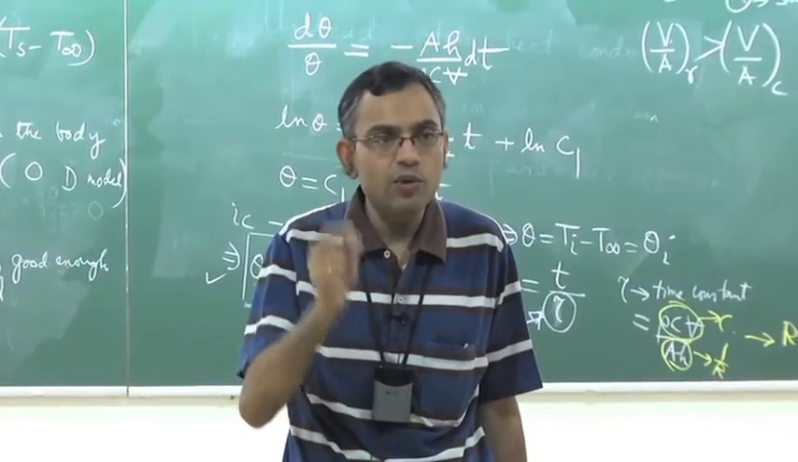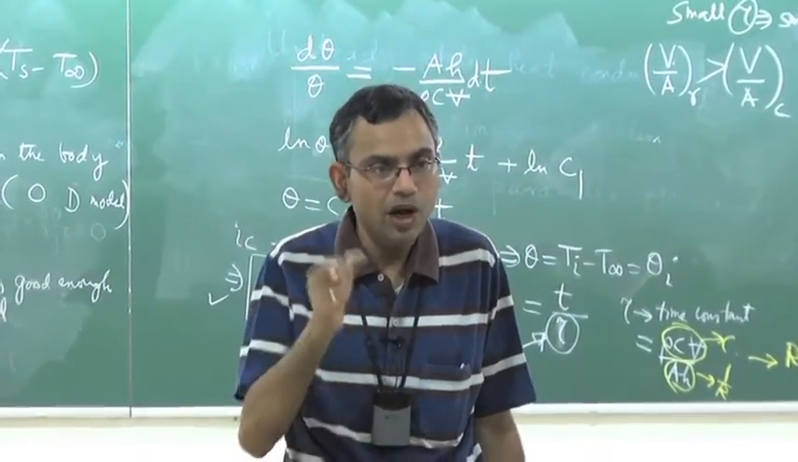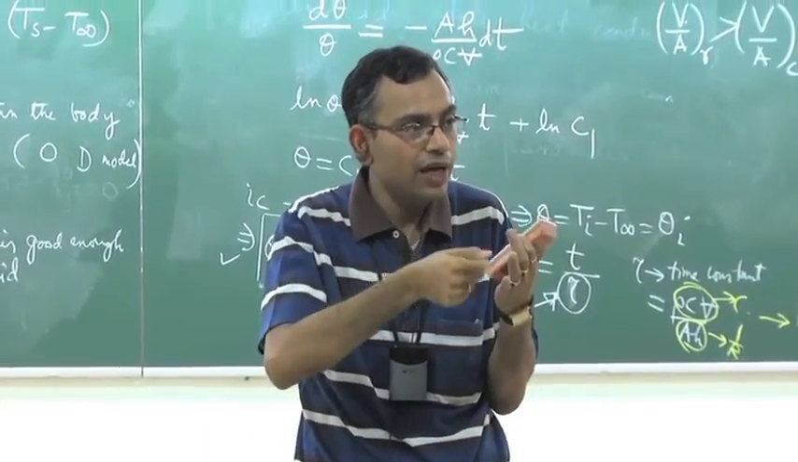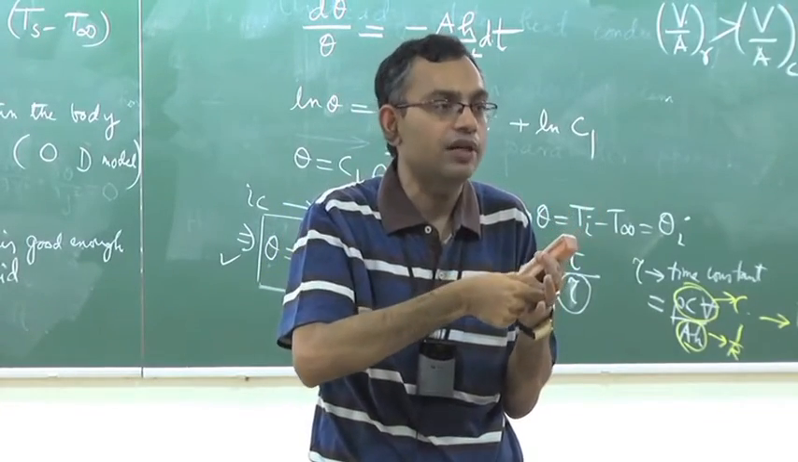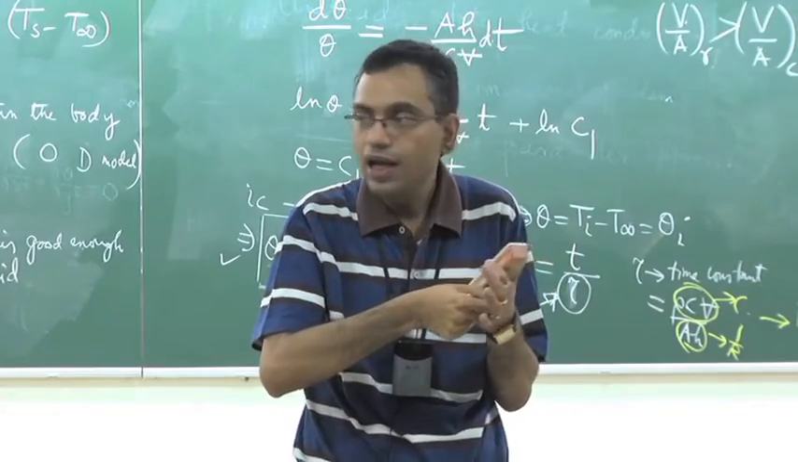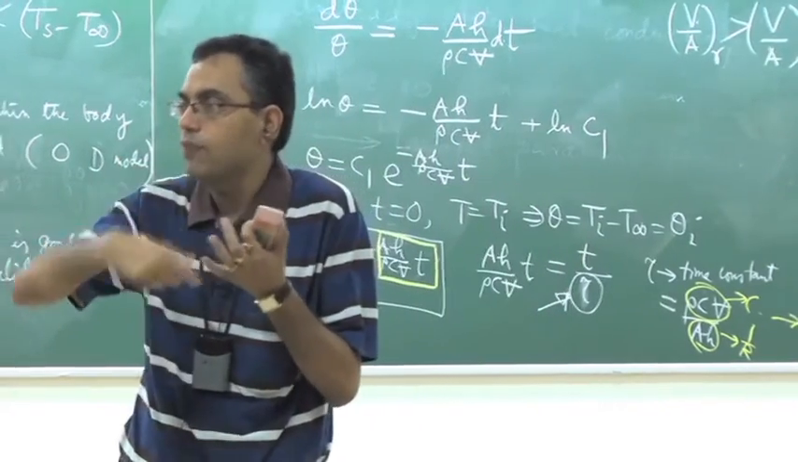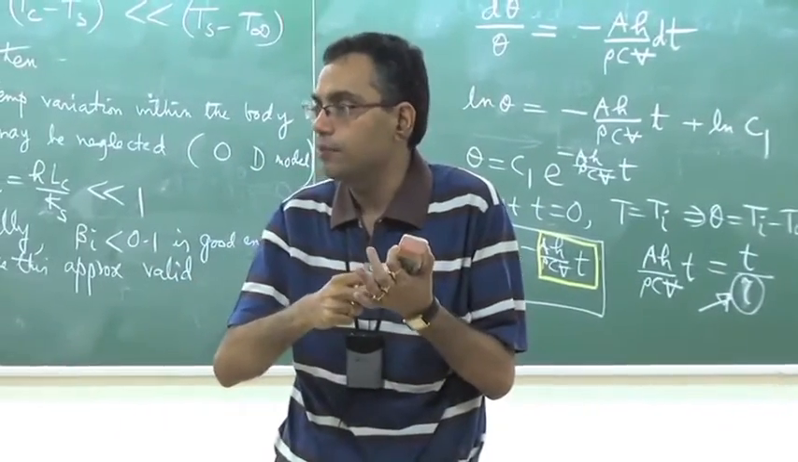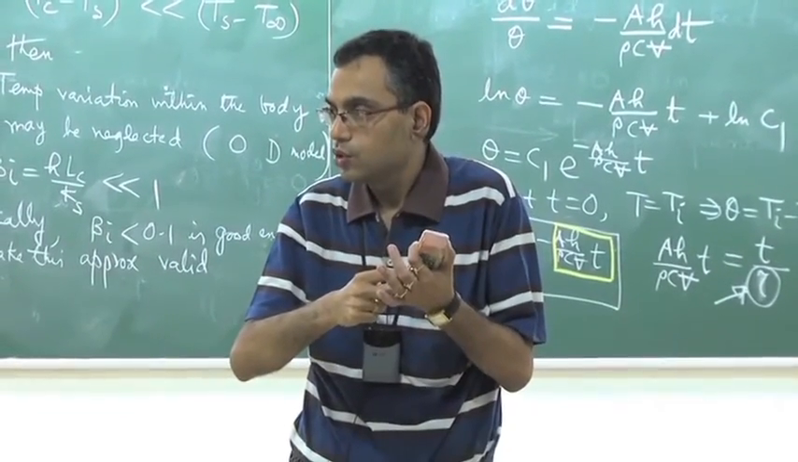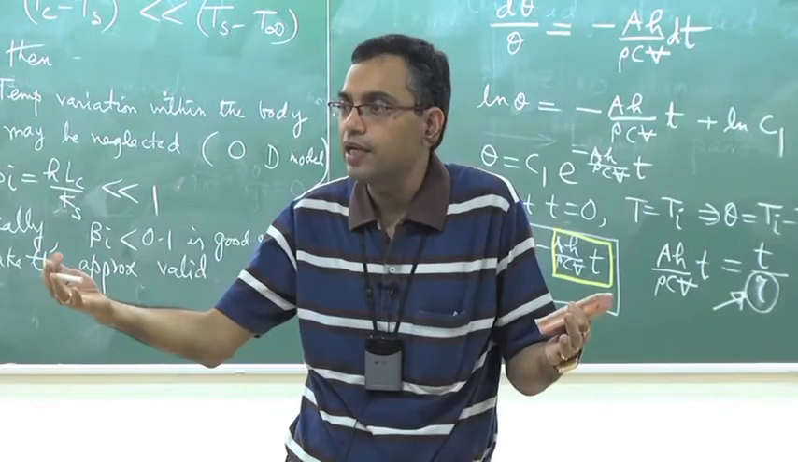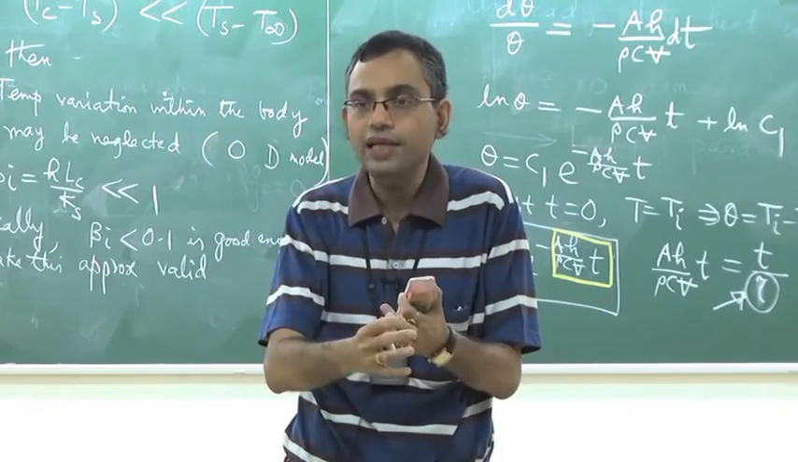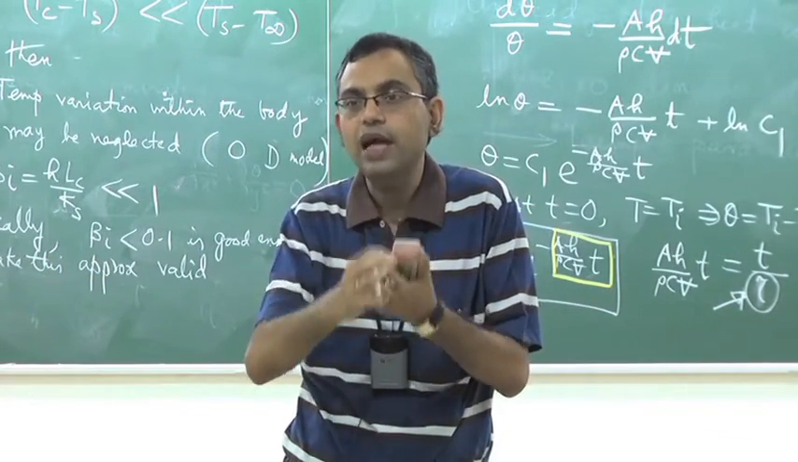In that case you want a low time constant, because you want the thermometer to quickly adjust to the temperature of the body with which it is in contact, right? Otherwise it will take a long time for it to read the actual temperature. So when you go for purchasing a temperature measuring instrument, you should look into the time constant and make sure that the time constant is small.